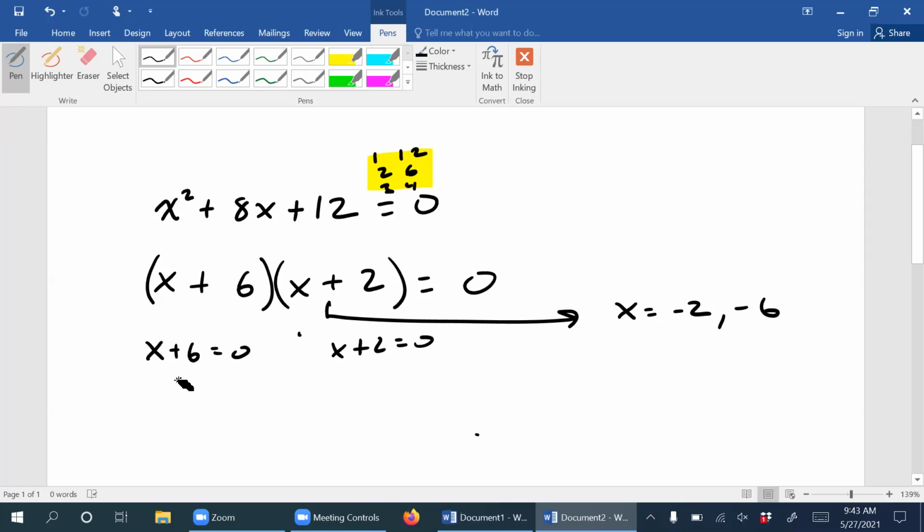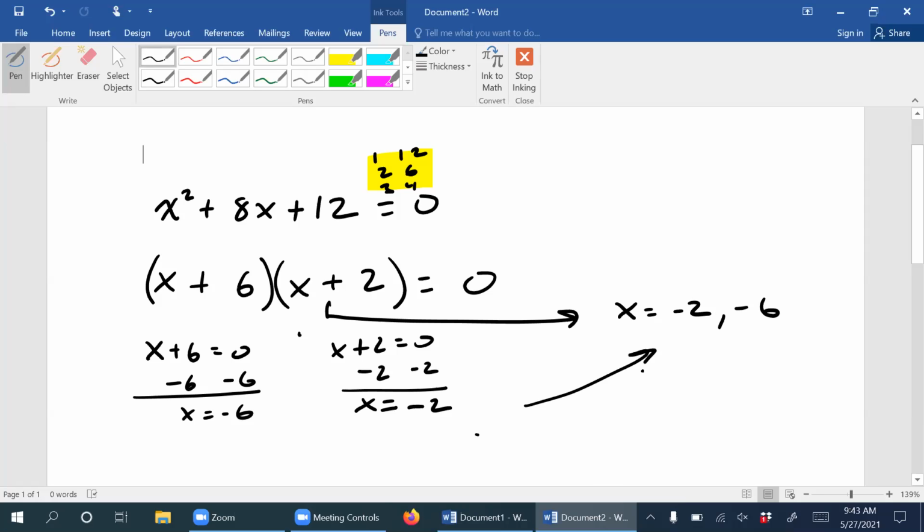Subtract 6 from both sides. x is equal to -6, and subtracting 2 from both sides, x is equal to -2. These are the same exact answers, but I would like you to see that once we're in factored form, a -6 would make the problem go to 0, and so would a -2.